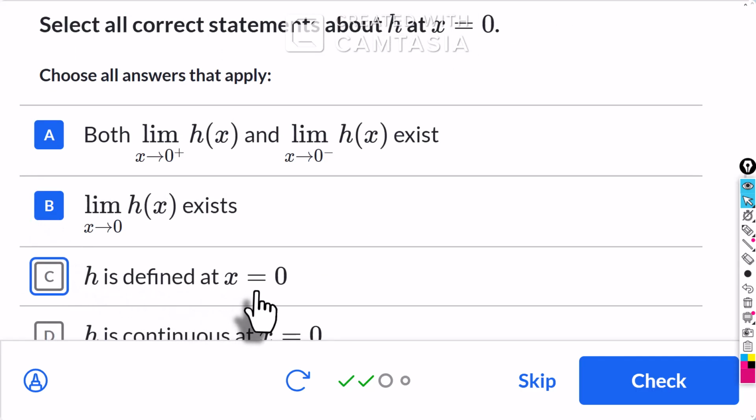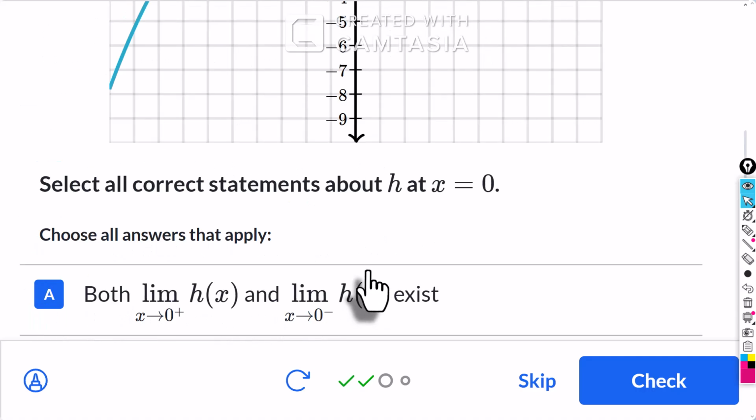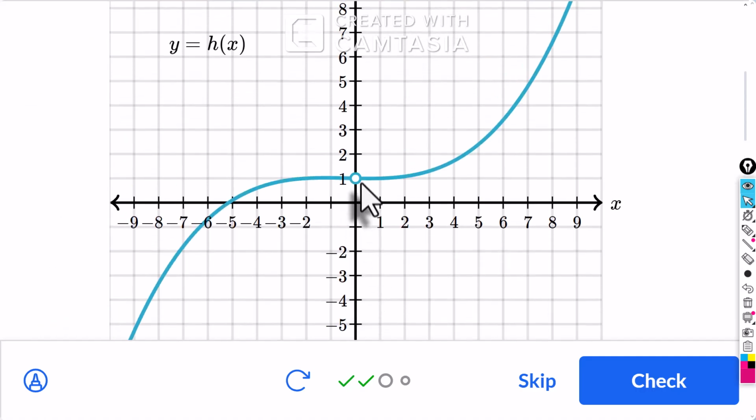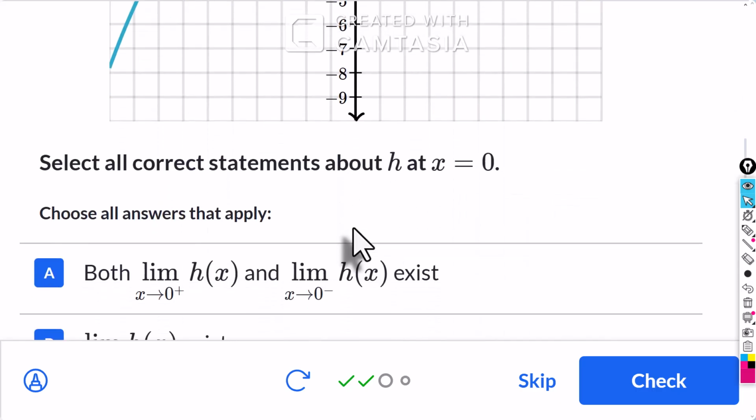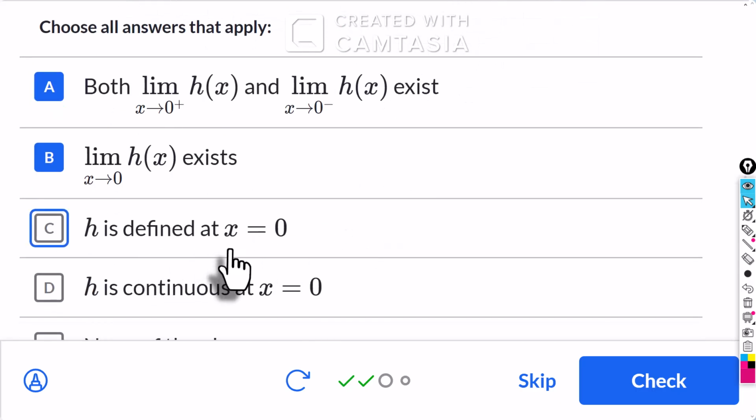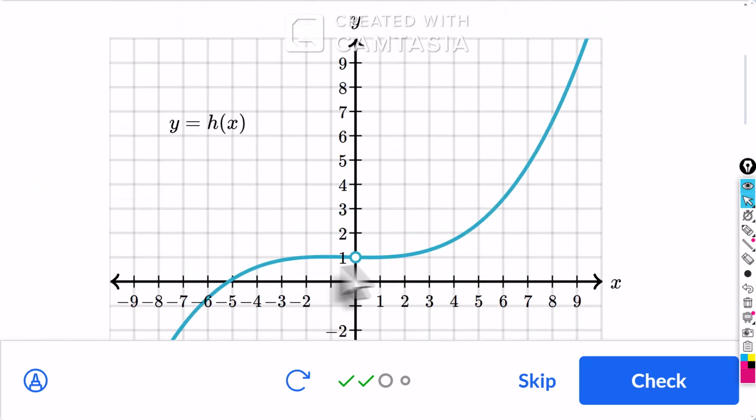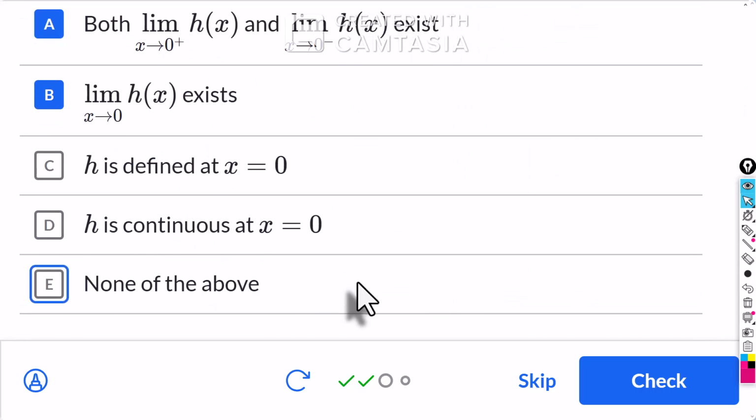Is it defined at x equals 0? Does the point exist? No, it does not. It's open. Okay, there's a hole in the graph at x equals 0. It is not defined, so no C. Is it continuous? Can you draw this without lifting your pencil? Nope, there's a hole in the graph here. There's a break in the graph. So that's no good, just A and B.